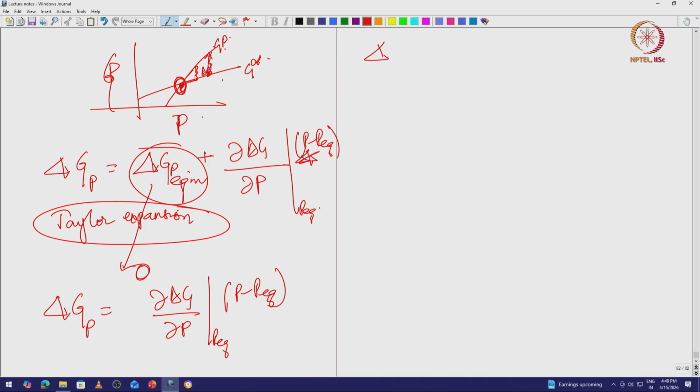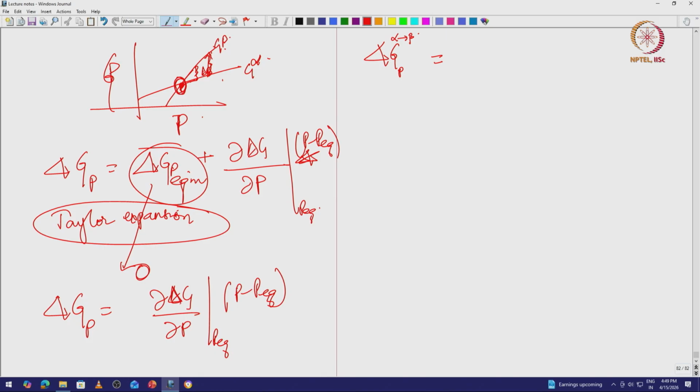Now, remember that this delta G is for the reaction alpha going to beta. That is at the back of my mind. The reaction that I am writing is alpha goes to beta, which means I am starting with alpha. Will I be able to stabilize a beta phase? So, what is this number?